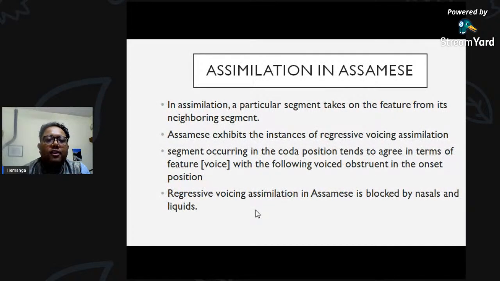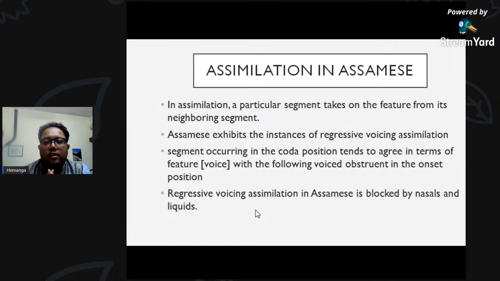Regressive voicing assimilation in Assamese is blocked by nasals and liquids. When we look at the assimilation process in Assamese, we see that it mostly occurs between two obstruent clusters. So it doesn't occur between an obstruent and nasals, liquids, and rhotics. This is a very universal phenomenon. It's found across world languages.